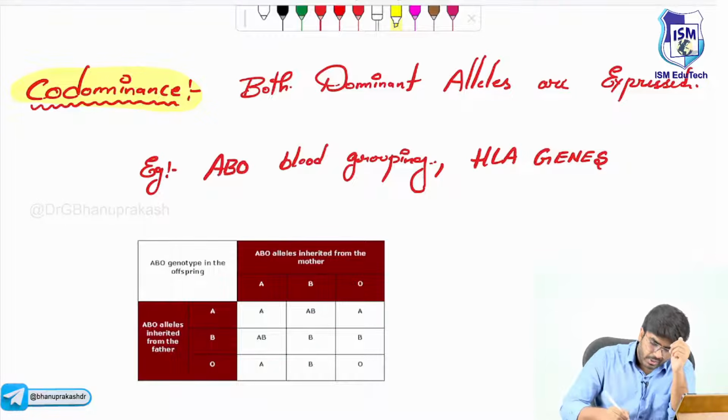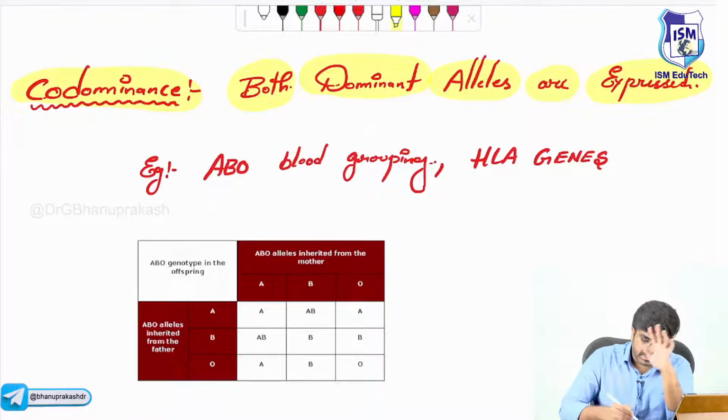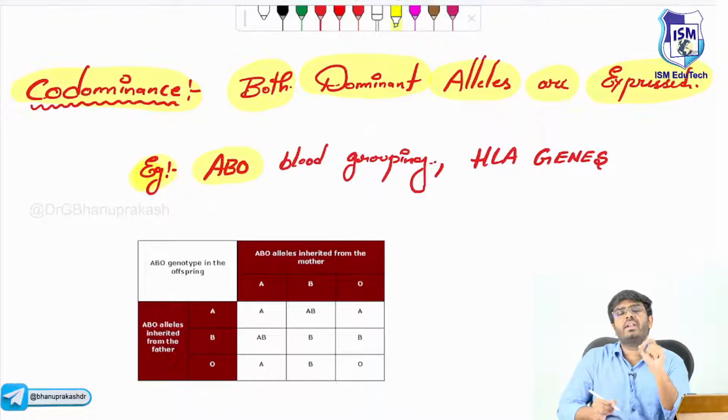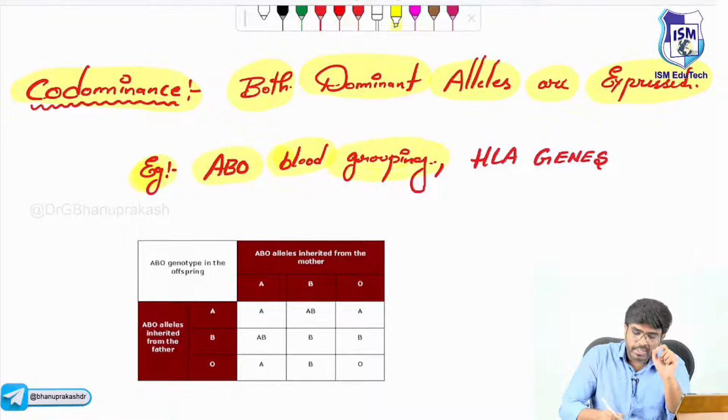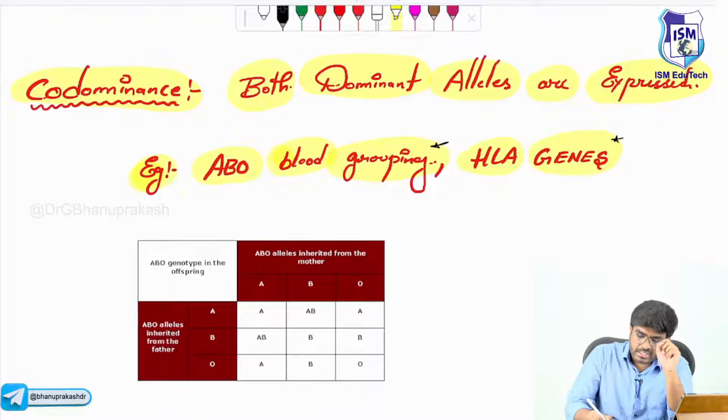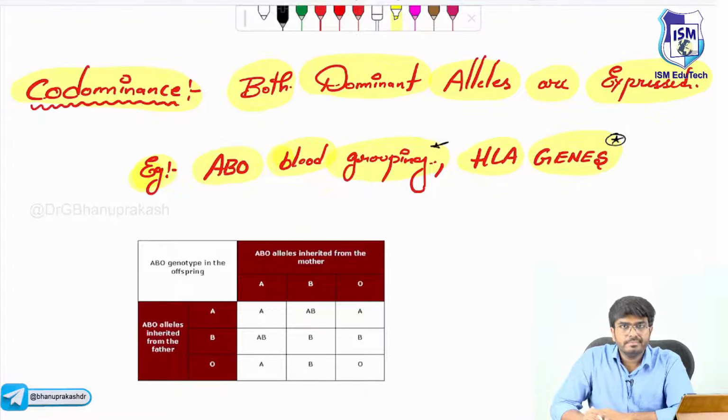Now look here. What is codominance? Both dominant alleles are expressed. An example, which is important for your exam, is ABO blood grouping and HLA genes. See, this ABO blood grouping and HLA genes, they follow this codominance pattern.